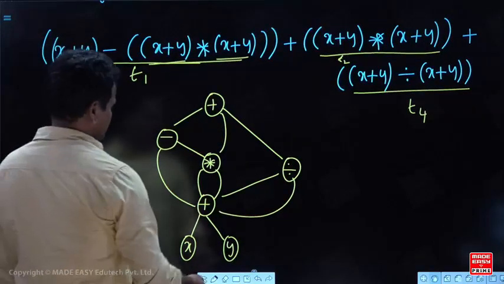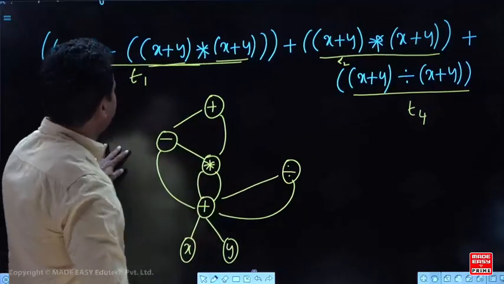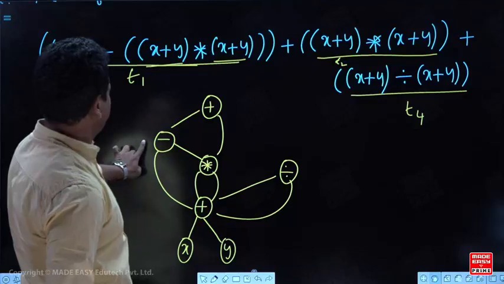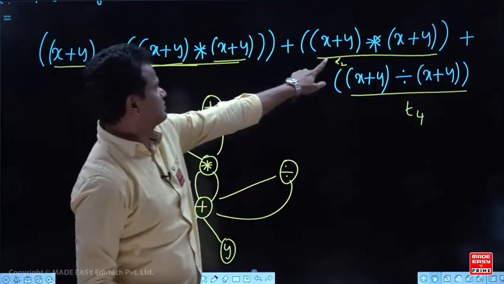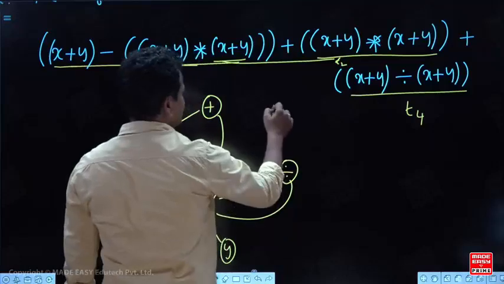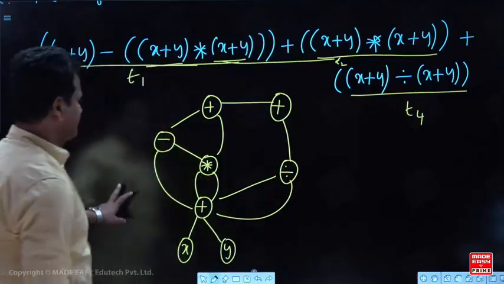Yeah, I got it. What did I miss? See, actually, this is T1, and this is T2. T1 plus T2 is here. So for this whole, you must add this T4. So take one more, guys.